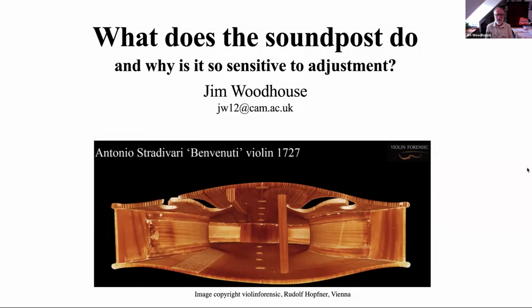So the last time I did one of these talks, it was about the bridge, I suppose about a year ago. And that was prompted by Joseph wanting to know more about bridge adjustment. So we did some work on that. And really just by association of ideas, it seemed logical to me that having thought a bit about the bridge, I should think about the soundpost. So this, for what it's worth, is the fruit of that thinking about the soundpost.